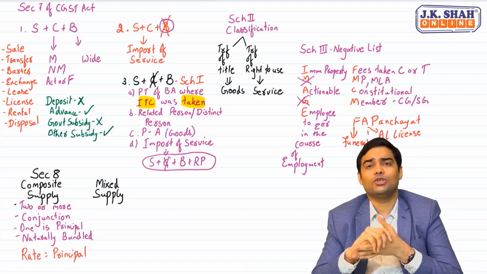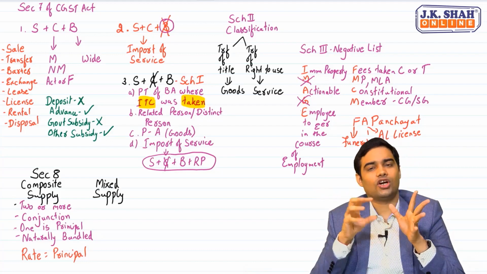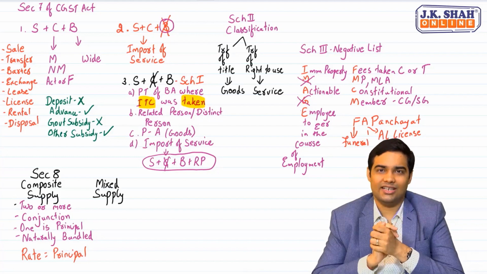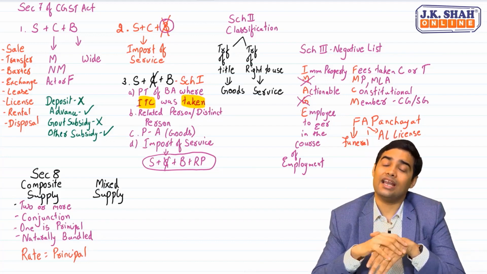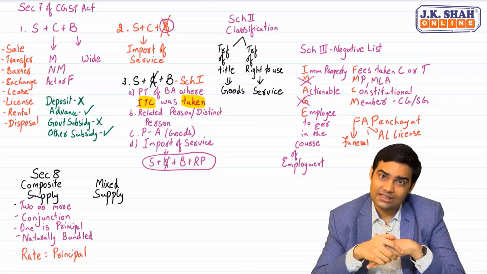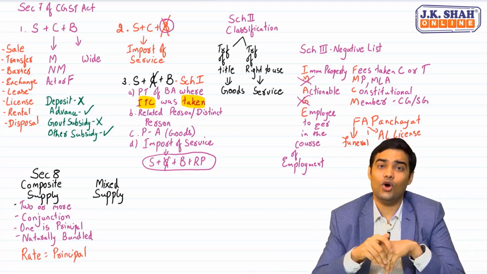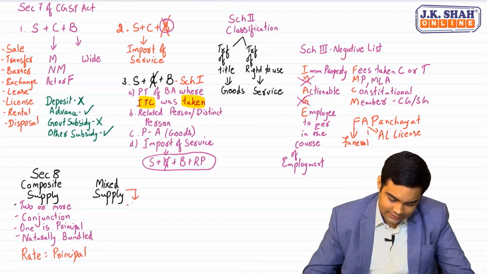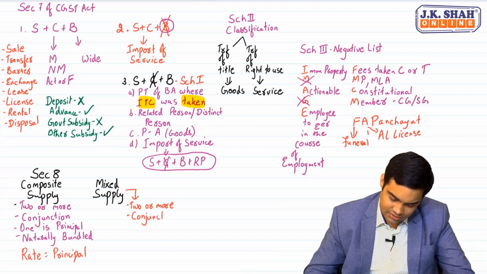But say suppose it is a gift hamper containing chocolates, dry fruits and sweets. In such cases, it is naturally bundled. You see this in the market. But are you able to identify one principal supply out of it? The answer is no. In such cases, we use mixed supply. Now, what does mixed supply say? It starts with 2 or more goods or services supplied in conjunction. None is principal supply.